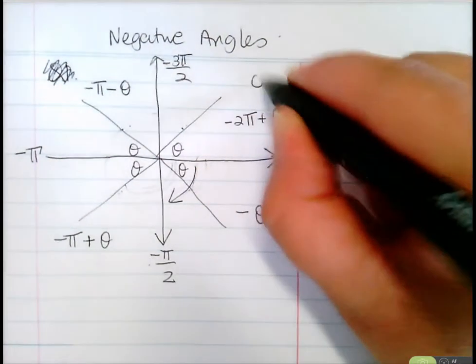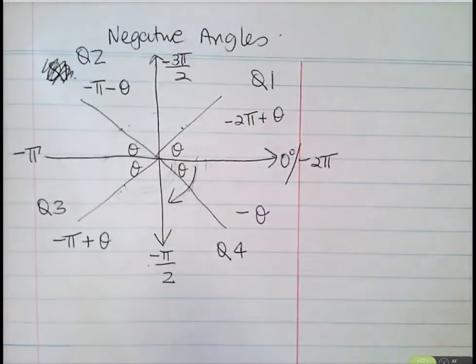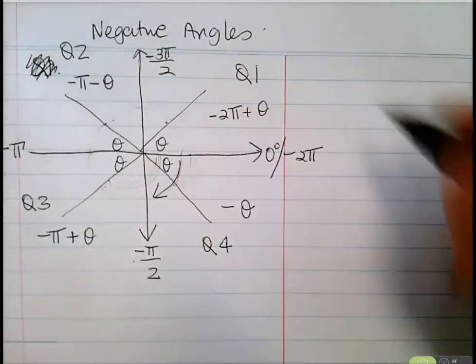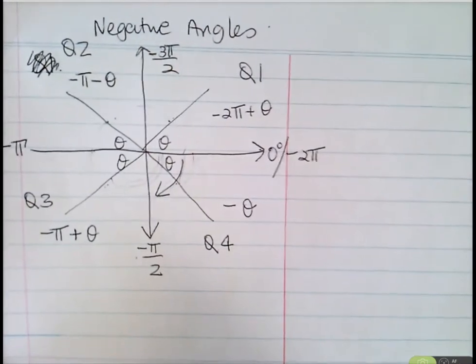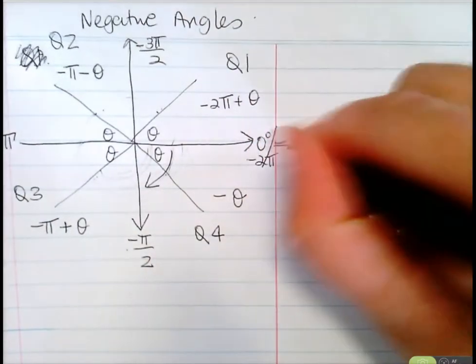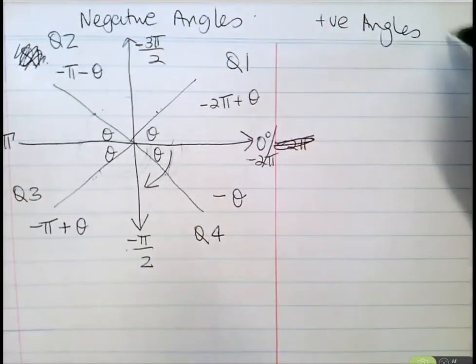So we've got quadrant 1, quadrant 2. Now there was an easy way that we learnt how to do these last year. All you do to the positive angles is subtract 2 pi from them. I'll just show you. I'll put negative 2 pi there. Let's look at the positive angles and the negatives.